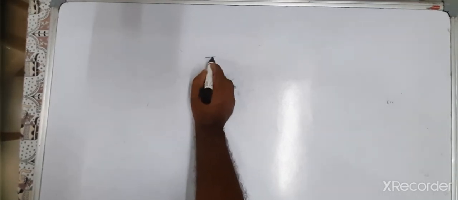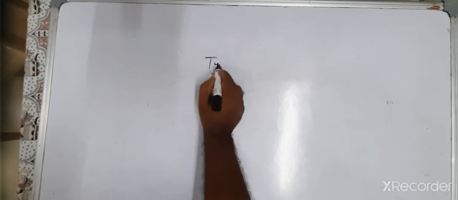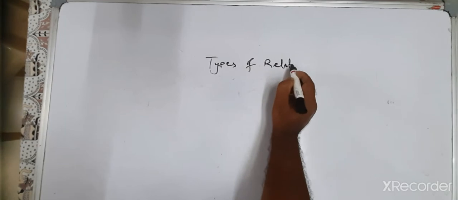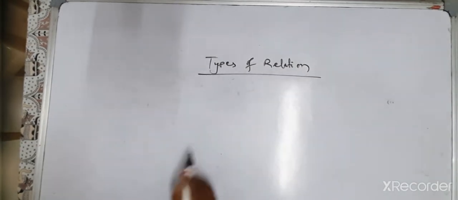Today we discuss the types of relation. Previously we discussed the Cartesian products and the definition of the relation. Now we discuss the types of relation. There are so many types.